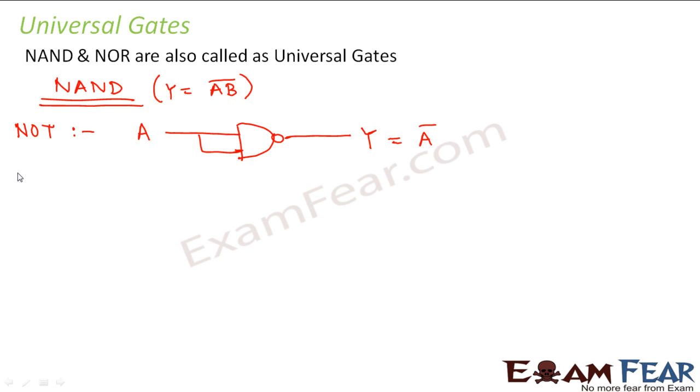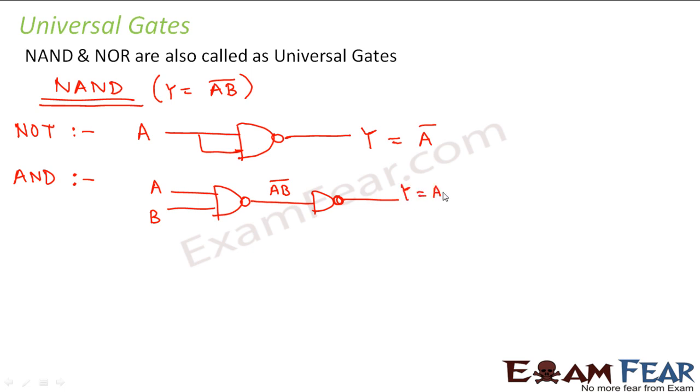Now let us look at how a NAND gate can act as an AND gate. Let us suppose this is my NAND gate. When this NAND gate output is made to pass through another NAND gate, that means when 2 NAND gates are connected, they act as an AND gate. Let us see how. This is AB. When it comes out from here, the output is (AB) bar. When this output comes out of here, the output becomes (AB) bar bar. So that is AB. So that means it acts as an AND gate.